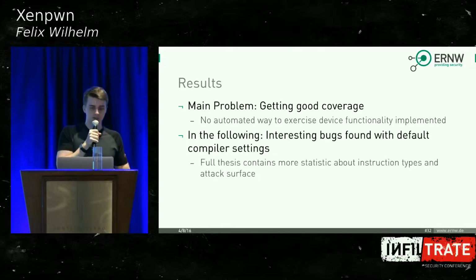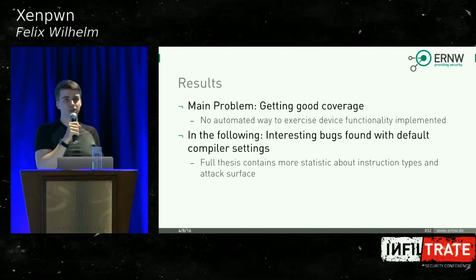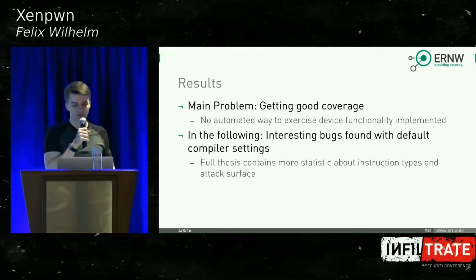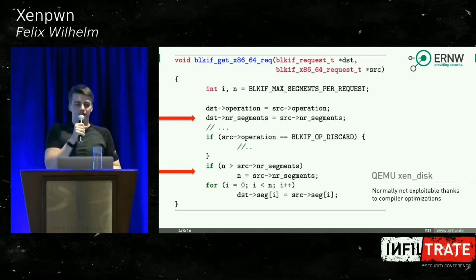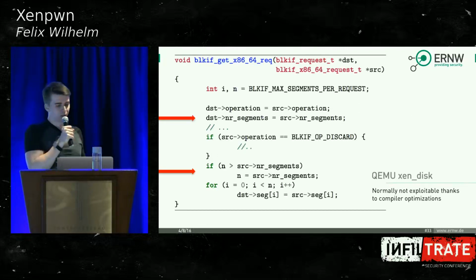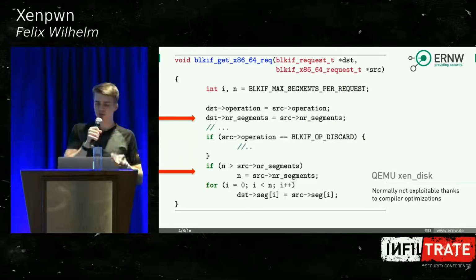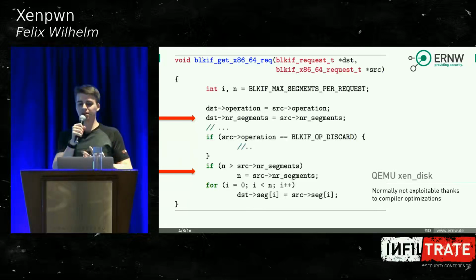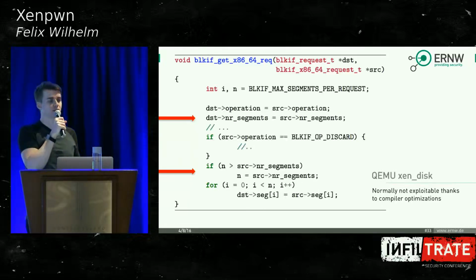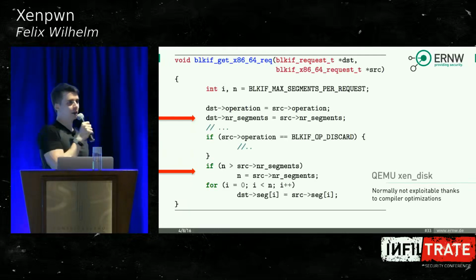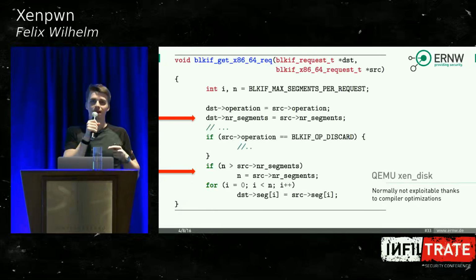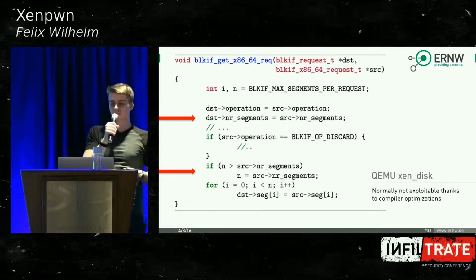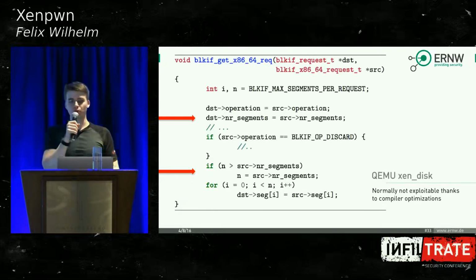So if you read my full thesis, you will find a lot more details about the different instruction types and attack surface and so on. So the first thing I found, and this is interesting because it's not really exploitable due to compiler optimizations, is in the Xen disk backend that's included in QEMU. So this is the disk backend. If you just use Xen and your virtual Xen machine just has a single file as a virtual disk, this is implemented in QEMU code.